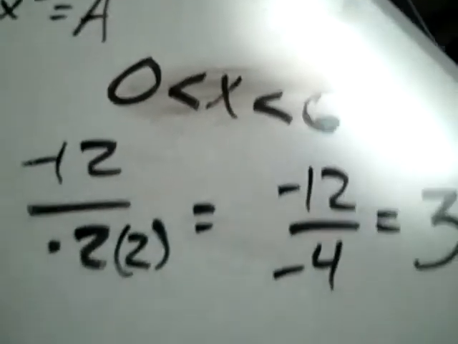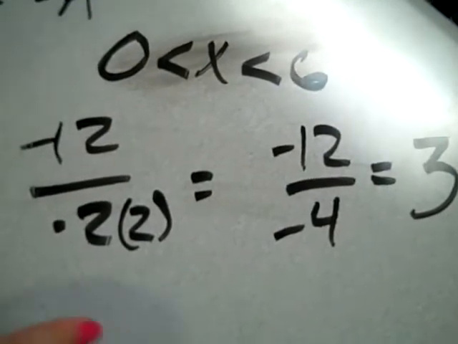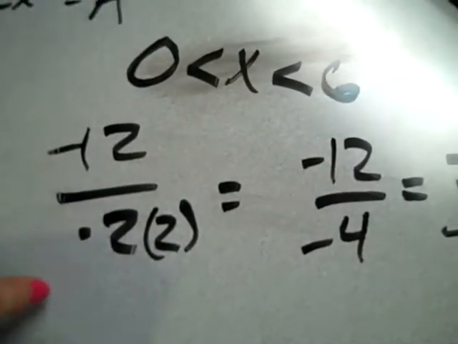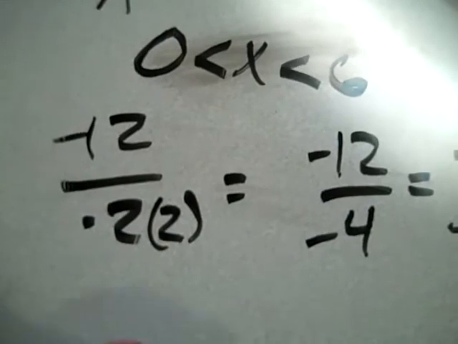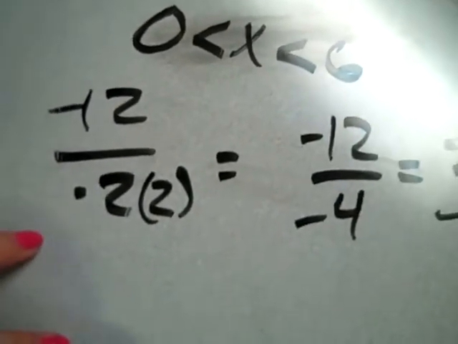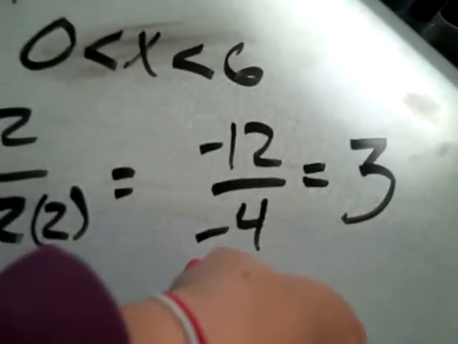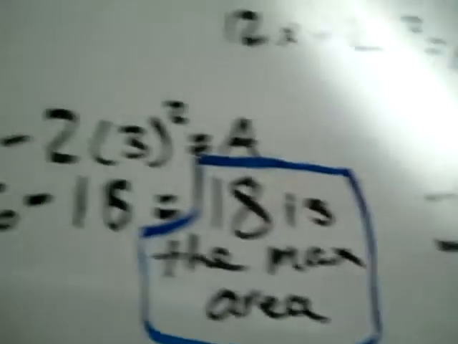And then since we know that we're trying to find the maximum, and the maximum would be the vertex, we use the equation negative b over 2a, and we get negative 12 over 2 times negative 2, and then that comes out as negative 12 over negative 4, and that comes out as 3.